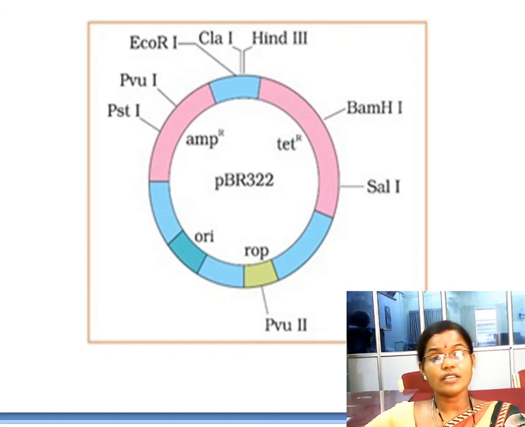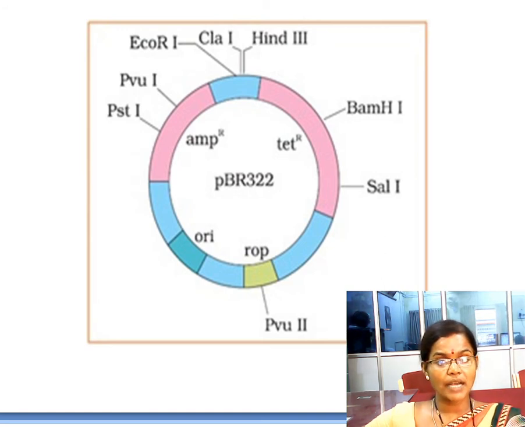What is the use of a selectable marker? That is, they are allowing to grow only the recombinant plasmid, not the non-recombinant plasmid. Non-recombinant plasmid means what? The plasmid which does not have the foreign DNA. We will say non-transformant plasmid. The plasmid which does not have the foreign DNA is called a non-transformant plasmid.